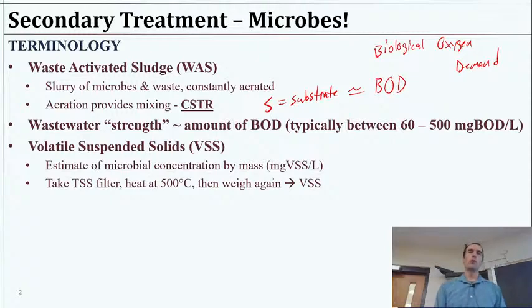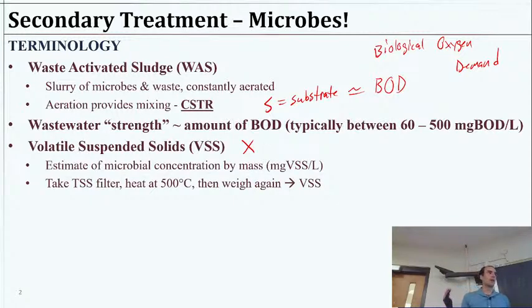What kind of reactors are you using? What kind of flow rates are you dealing with? All that. Okay, another term is volatile suspended solids, VSS. This is a way we count our bacteria. So if wastewater strength is S, then this volatile suspended solids is X. Right? This is a mass, milligrams of volatile suspended solids per liter.